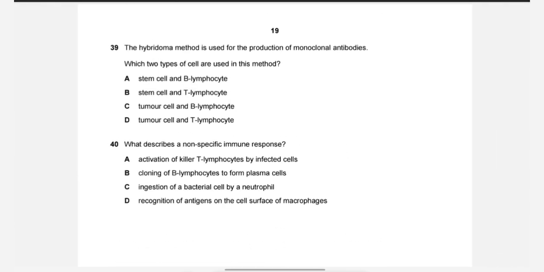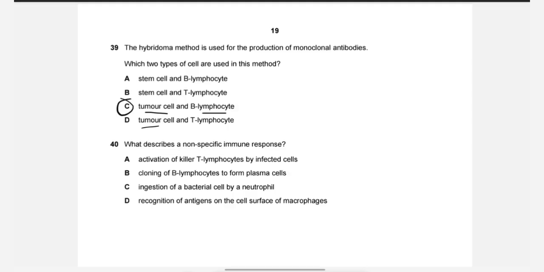Now for number 39, says the hybridoma method is used for the production of monoclonal antibodies. Then it goes on to say which two types of cell are used in this method. Not too sure about the wording there, but let's try to answer it. We know that for the hybridoma method, we use tumor cells, which we also refer to as myeloma cells. And so we go with either C or D. And because we want the lymphocyte to produce a specific antibody, we go with B, lymphocyte. And so our answer will be C.